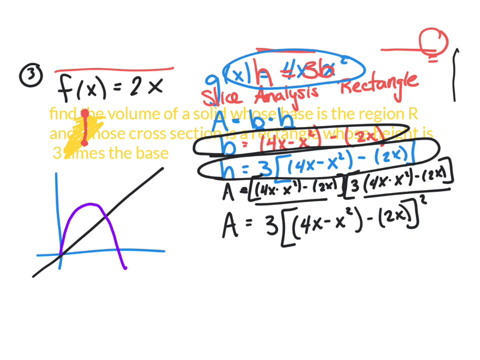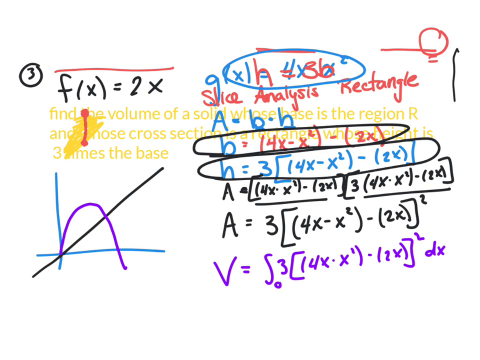And then, of course, to get volume, remember volume is just the integral of area. So I'm going to integrate this function. And again, I'm just slapping the integral around it with my proper bounds and a nice dx on the end. And those bounds went from 0 to 2.